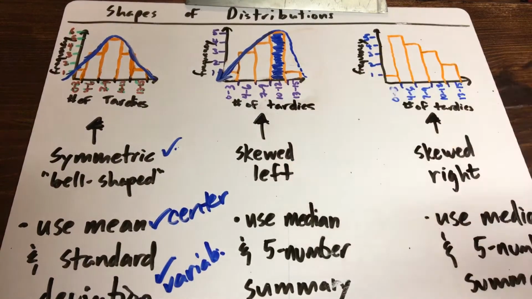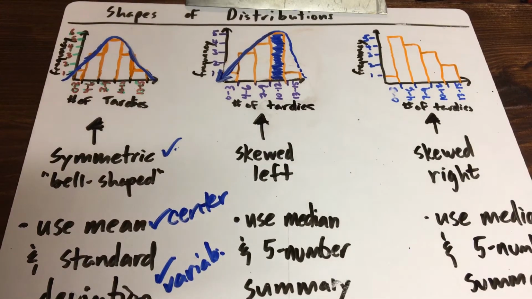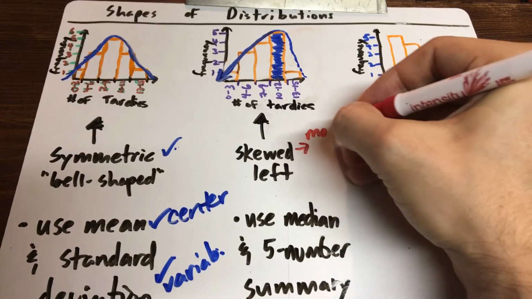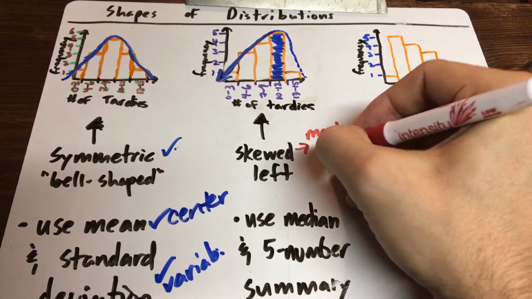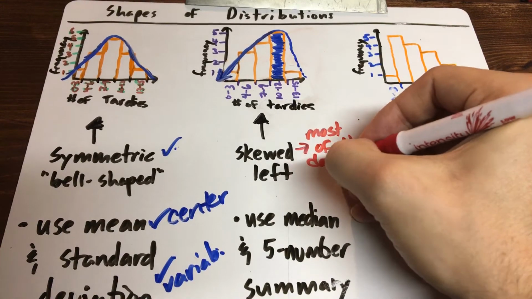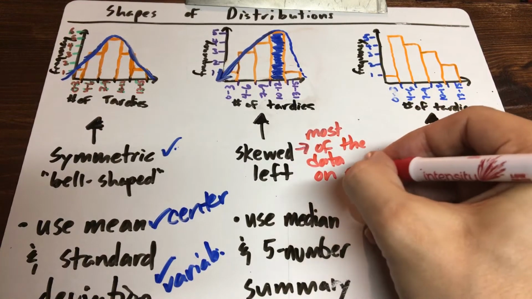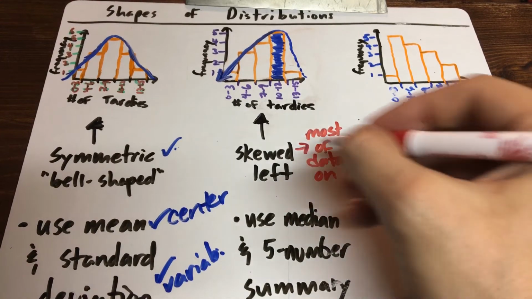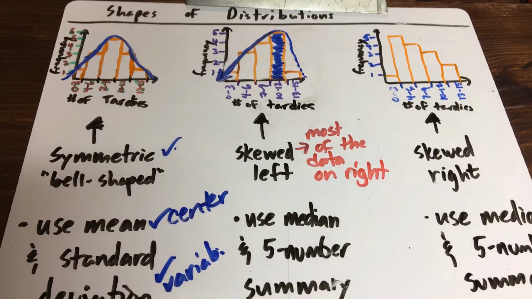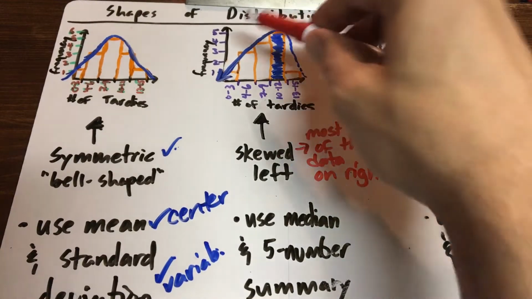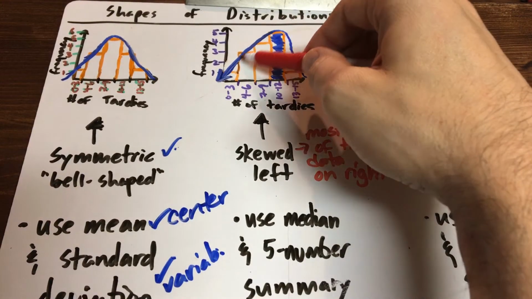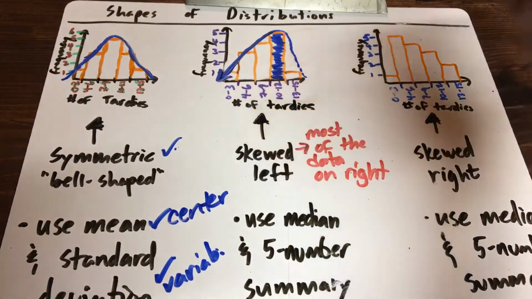All right, skewed left actually means most of the data is on the right, right? If we have most of the data on the right, we call it skewed left, which seems kind of backwards to me, but that's what they call it. To be honest, I think it's called skewed left because you get this long tail, this long kind of diagonal line kind of sloping down on the left-hand side.